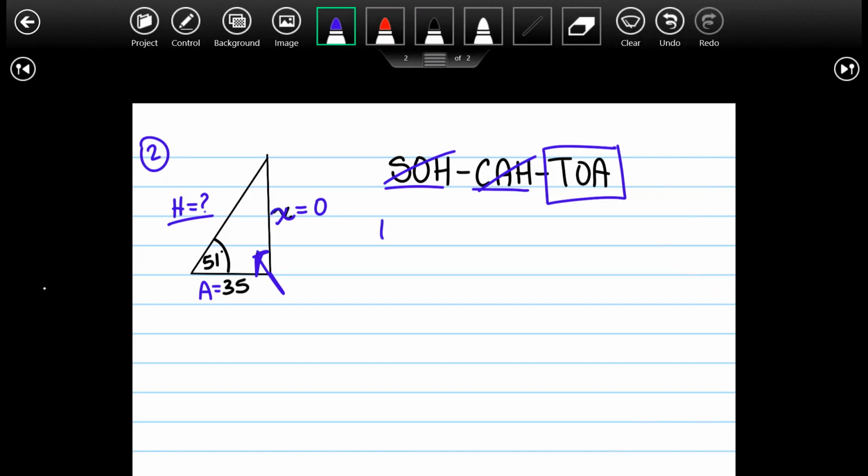Setting this up, we get tangent of the angle, which is 51, is equal to our ratio opposite over adjacent, x over 35. Is this starting to ring a bell? We always try to simplify this so we don't get confused on these numbers. Tangent of 51 is 1.23. What do I do from this point? Cross multiply. We're going to get x.